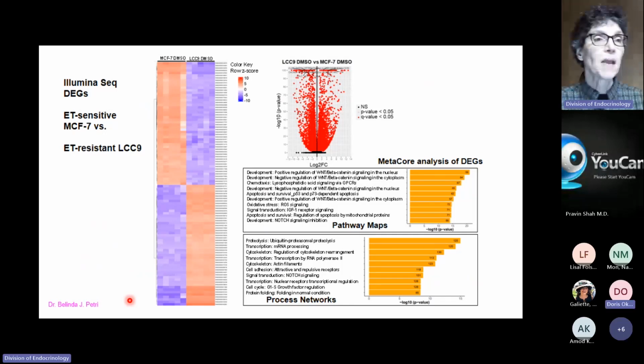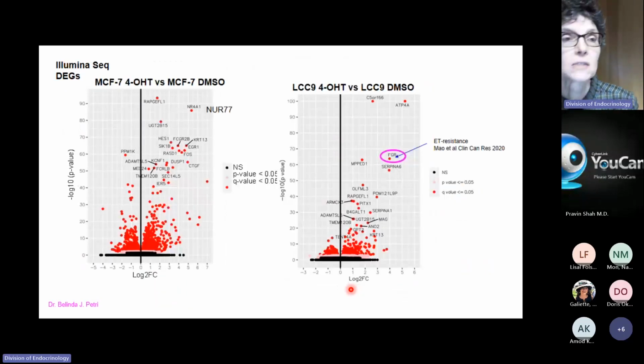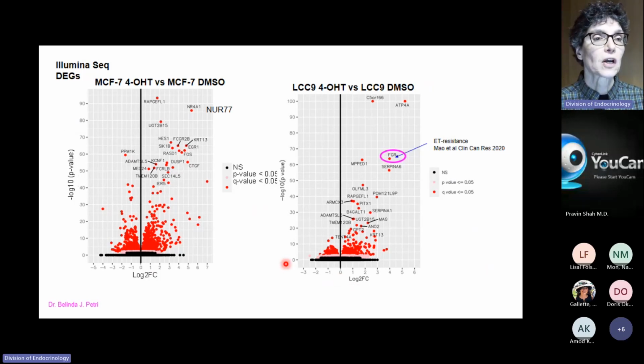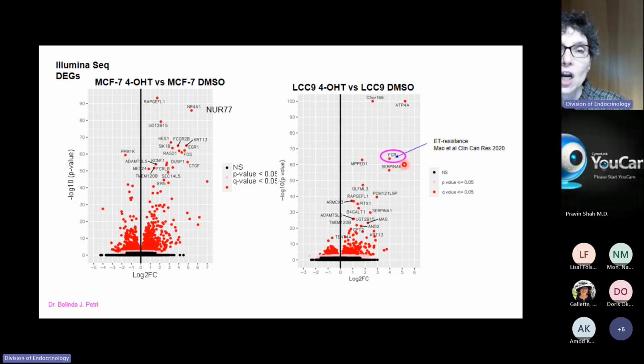And so here's a heat map comparing MCF7 versus LCC9 cells treated with vehicle control and lots of differential genes and pathways. And then if we compare 4-hydroxytamoxifen treated versus vehicle control treated, up came one nuclear receptor, NUR77. And then we can compare LCC9 cells treated with 4-hydroxytamoxifen versus control. One interesting gene I can see right off the top, FGR, which is involved in endocrine therapy resistance.